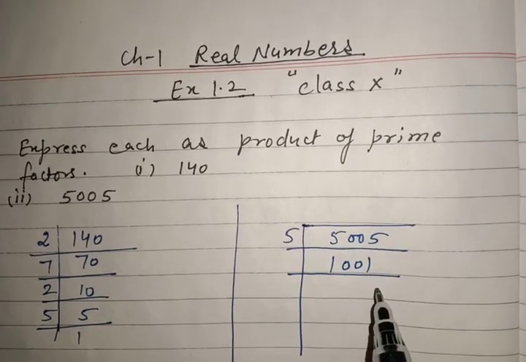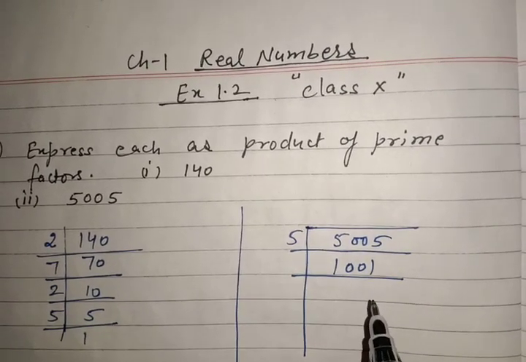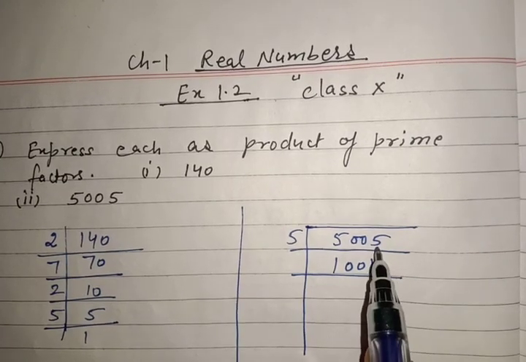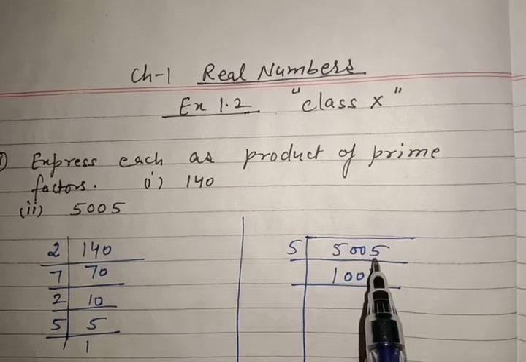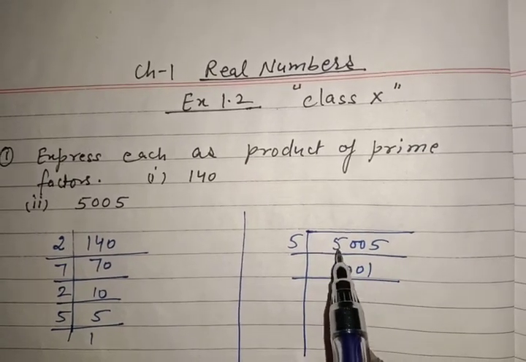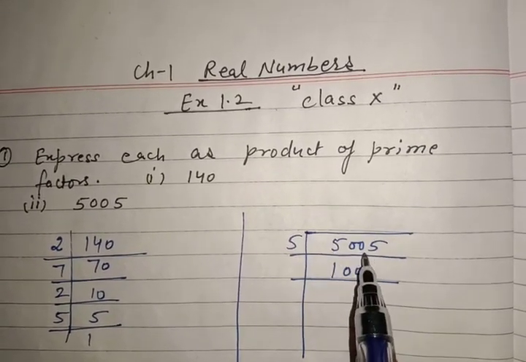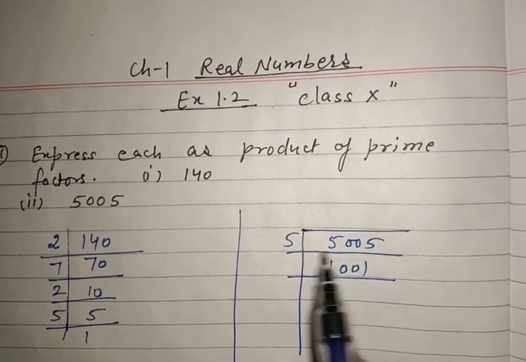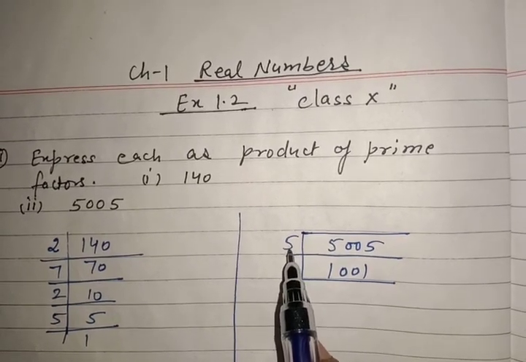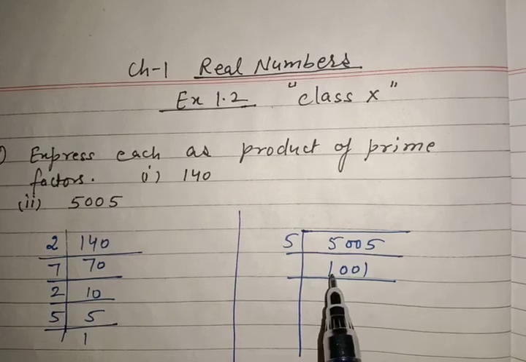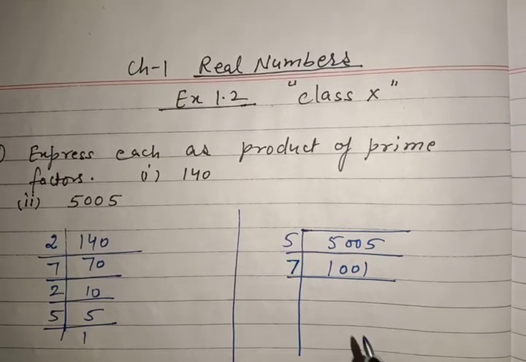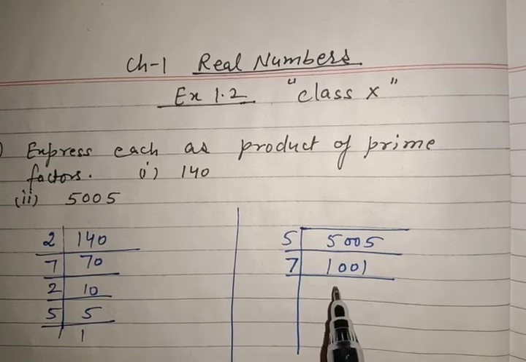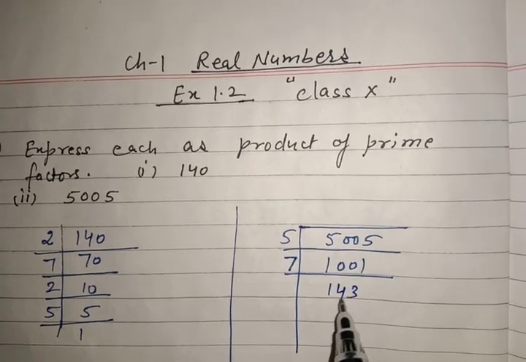So this is 5005. Then we'll check, because it is not divisible by 2. You can use all divisibility rules. It ends with 5, so it is not divisible by 2. The sum of the digits is 10, which is not divisible by 3. So we'll check with the next prime number, which is 5. If we divide it by 5, we get 1001. Then again we'll try with the next prime number, which is 7. When we divide it by 7, we will get 143.